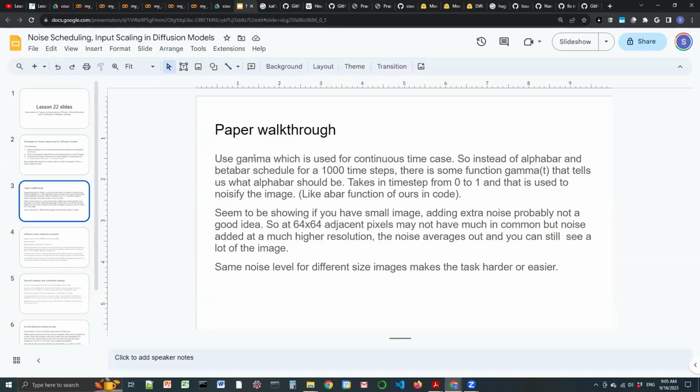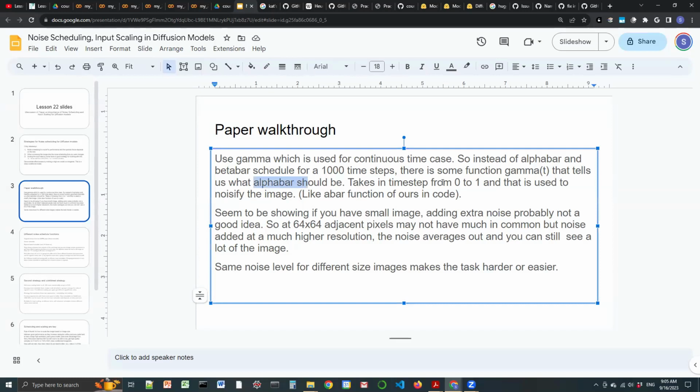The paper, again, unfortunately, uses yet another terminology. It uses gamma, which is for the continuous time case. So instead of alpha bar and beta bar scheduled for 1,000 time steps, there's some function gamma of t that tells us what alpha bar should be. It takes in a time step from 0 to 1 and is used to noisify the image. But again, it's an identical concept, just the terminology used is different. And what the paper seems to show is that if you have a small image, then adding a lot of noise is not a good idea.